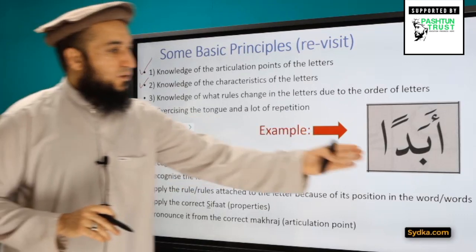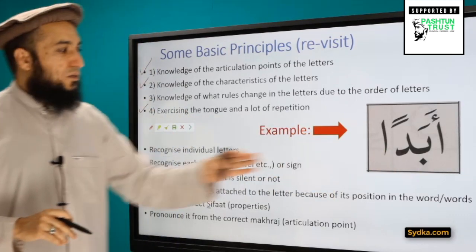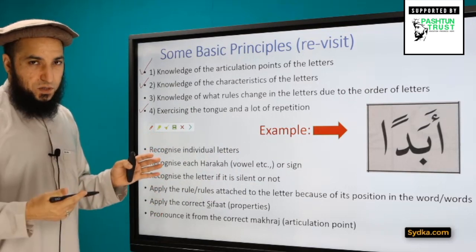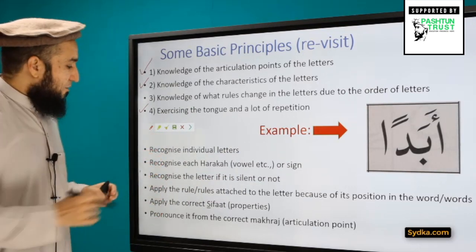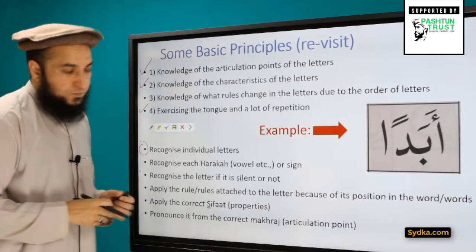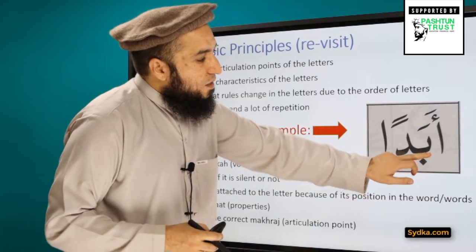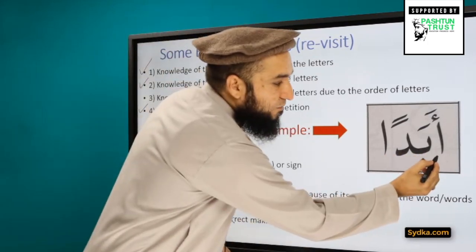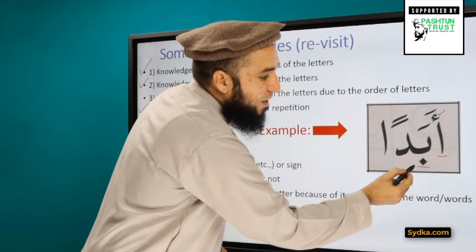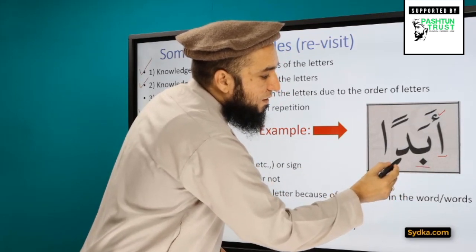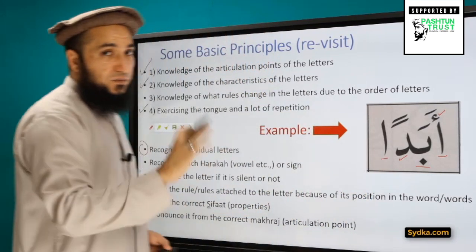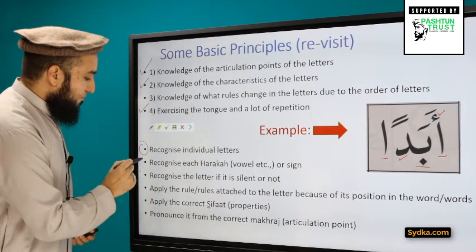So if we are given a word, we have to apply these steps to make our reading or recitation easy. The first one is recognizing individual letter. If we go to here, the first one is alif, second one is hamza, third one is ba, next one is dal, and the final one is alif. So we recognized individual letters, step 1.